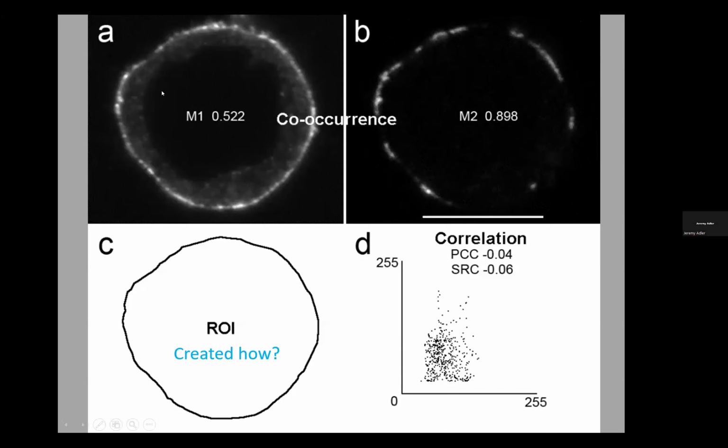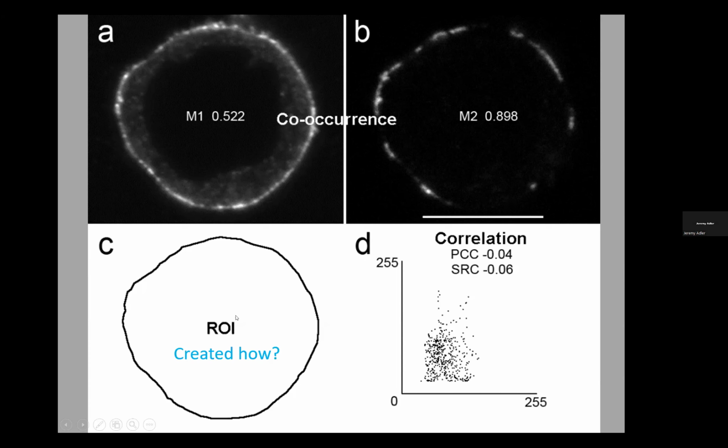So here we have 2 images, and we're measuring co-occurrence using the Manders M1 and M2 coefficients. What this is saying is that on a scale of 0 to 1, roughly half of the total intensity of one fluorophore is found in the presence of the other one. Then flipping it round, almost 90% or 0.9 of this fluorophore is found in the presence of the other one, which isn't really surprising. This one is present, it looks like, in most of the plasma membrane. This one is only present in part of the area.